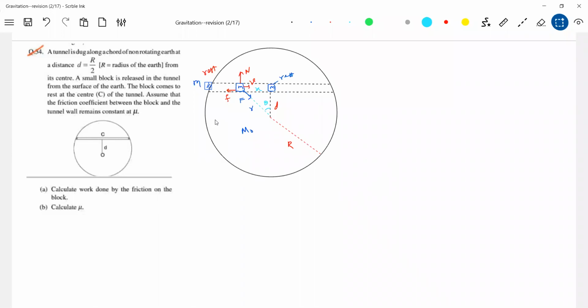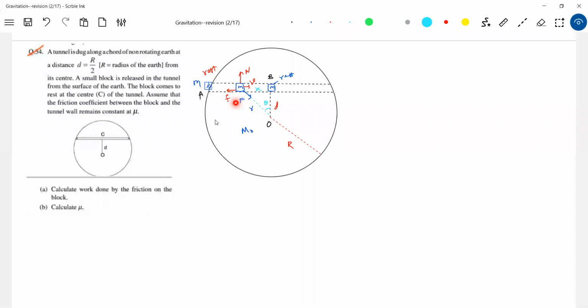So let me do one thing. This is O, A. Let this be B. Potential at A, potential at B, first we'll calculate. Because it has moved from rest to rest, no? So therefore, the friction does negative work. The friction does negative work. Altogether from A to B, it has moved from rest to rest.